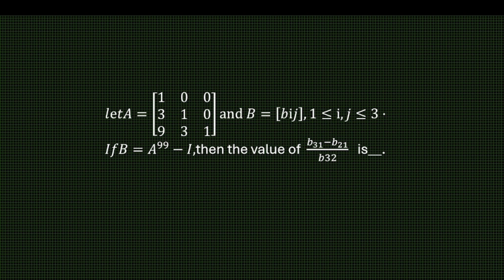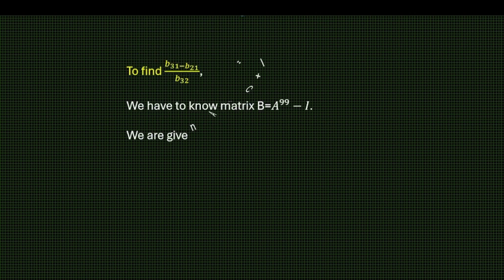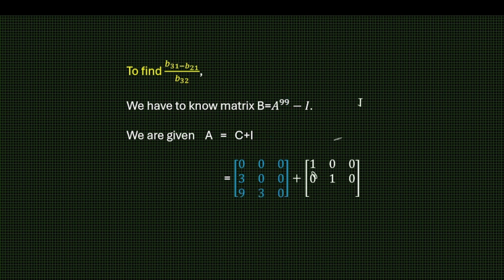Our goal is to find the value of (B31 minus B21) divided by B32, where B is equal to A to the power 99 minus I. Instead of computing A to the power 99 directly, let me split matrix A into two parts, an identity matrix and a strictly lower triangular matrix C. We can split A because A and I commute, allowing us to use the binomial theorem. It means IC is equal to CI.